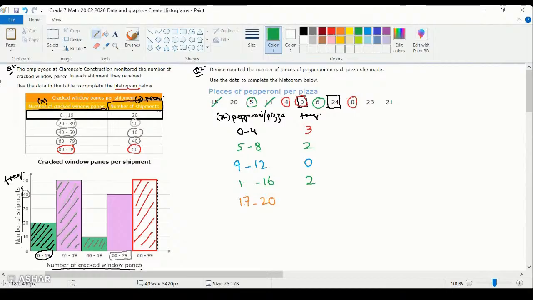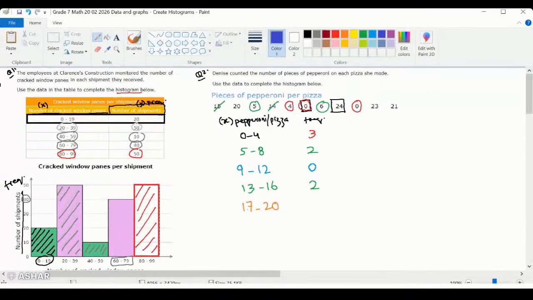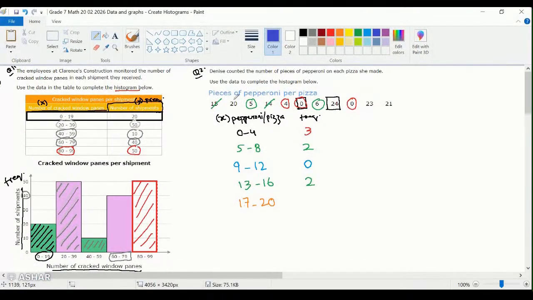Between 13 and 16. Between 17 and 20, let's see how many were there between 17 and 20. Sorry, between 17 and 21, we only had 1. And for the last, between 21 and 24, how many were there? 21, 1, 2, and 3.